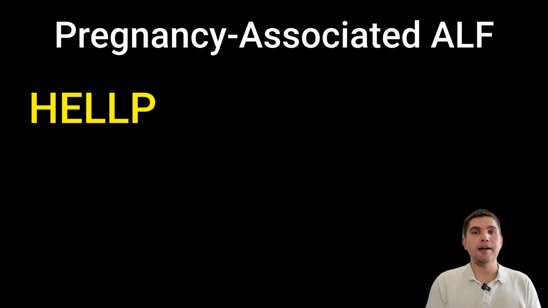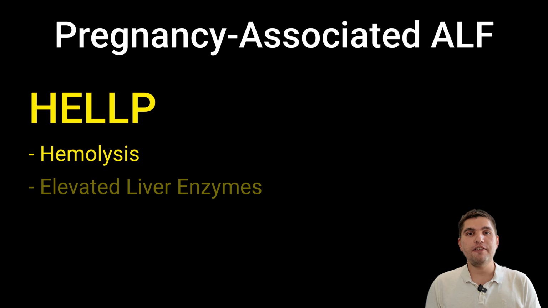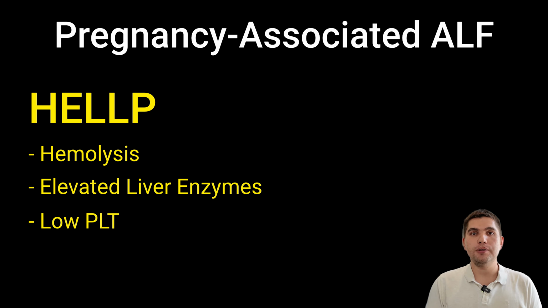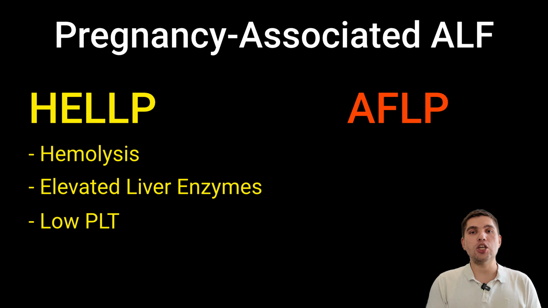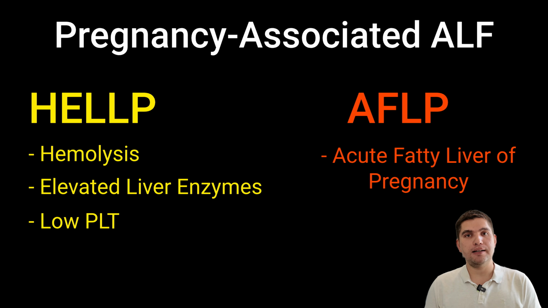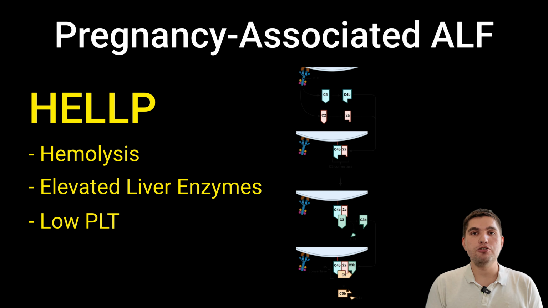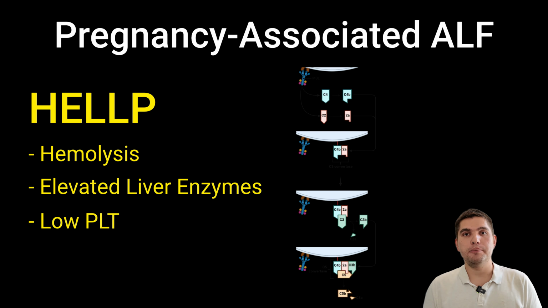The first is HELP syndrome, which stands for hemolysis, elevated liver enzymes, and low platelets. The second is acute fatty liver of pregnancy, or AFLP. Both usually show up in the 3rd trimester. HELP is believed to be driven by complement-mediated systemic inflammation. The cornerstone of treatment is prompt delivery, but in severe cases, liver transplantation may still be necessary.